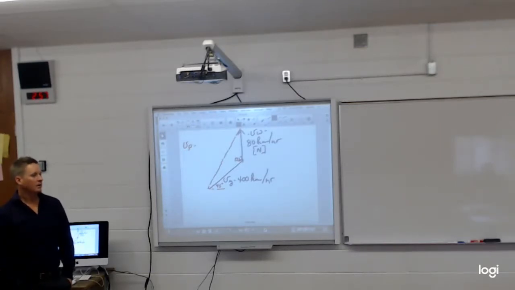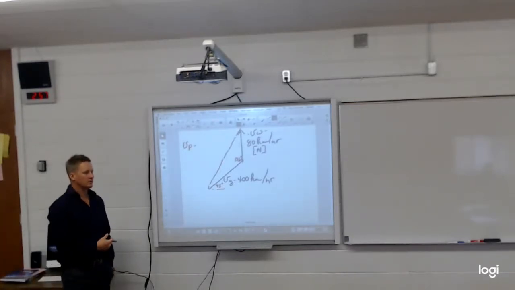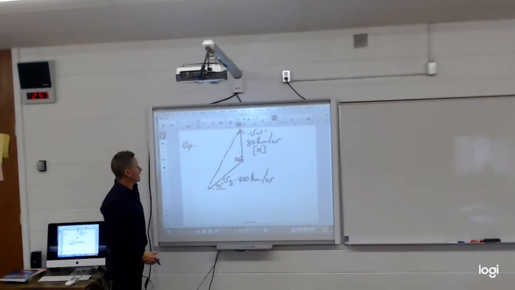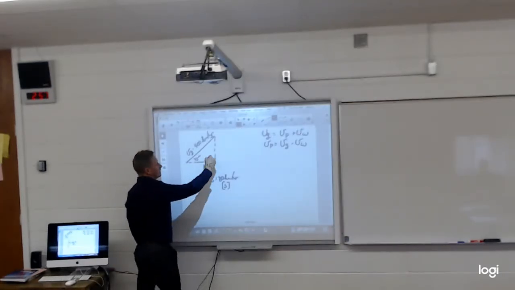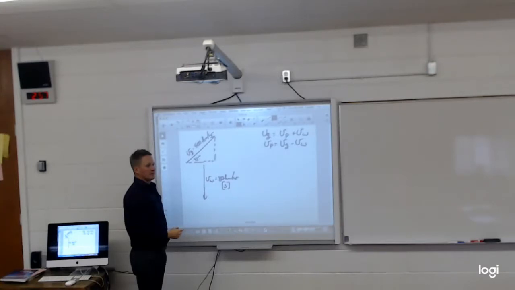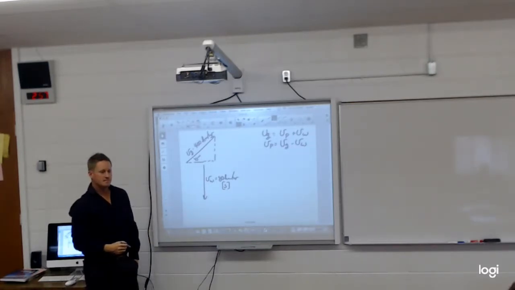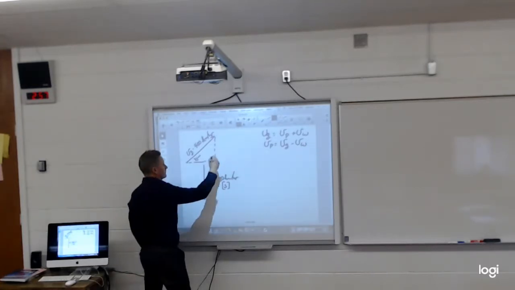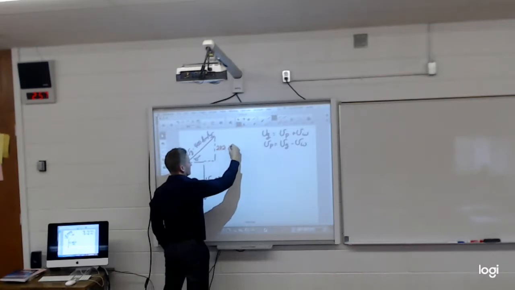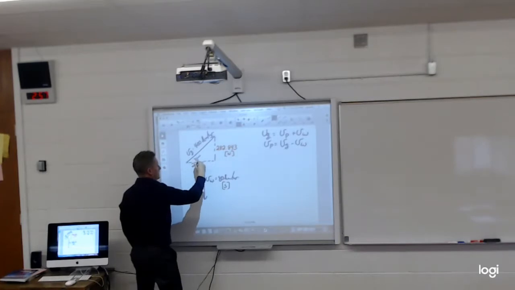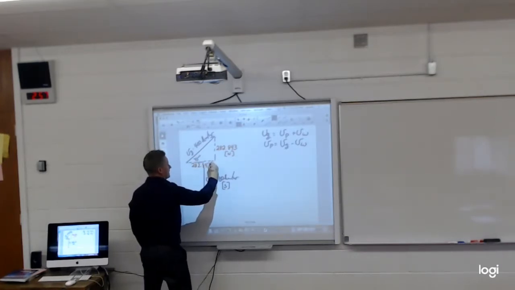It's not a right angle yet, but I can do this question with the right angle. If I was doing it as a right angle, I would find this component here and this component right here. Cosine 45 by 400, please. Sine 45 times 400. 282.843, and that is north. And 282.843 to the east.